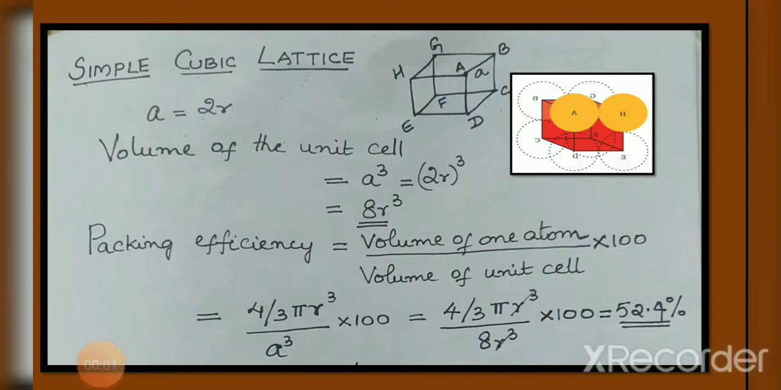Consider simple cubic lattice. Edge length is taken as equal to A. And what is A equal to? A is equal to 2R. Volume of the unit cell will be equal to A cube, which is equal to 2R whole cube, or it is equal to 8R cube.